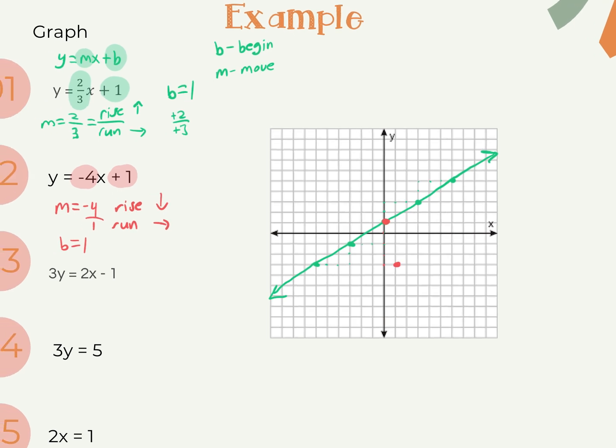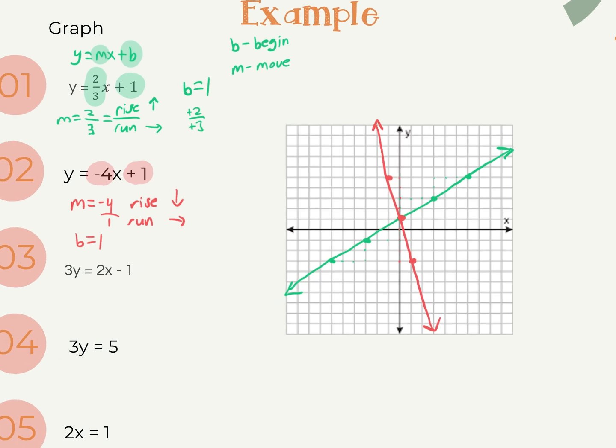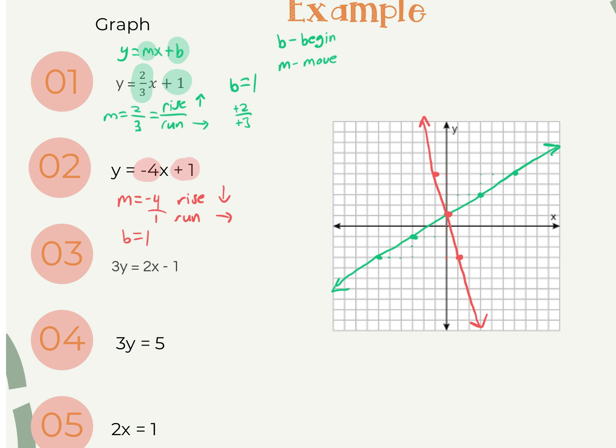Another way that you can go is you can go up 4, right? So 1, 2, 3, 4, and to the left one. That's still going to get us a slope of -4, right? So in either direction is fine, right? And then you just want to connect these points. All right, and there's in red your line, y equals -4x plus 1.